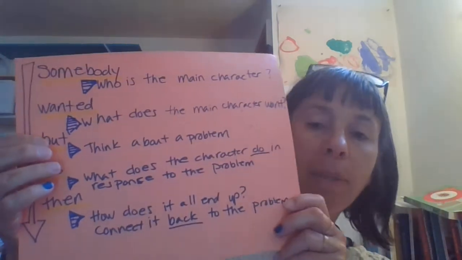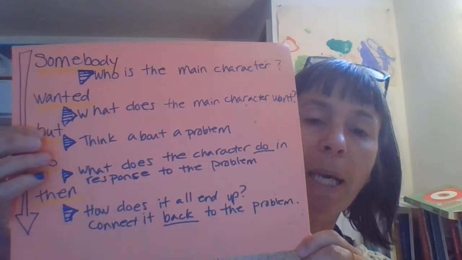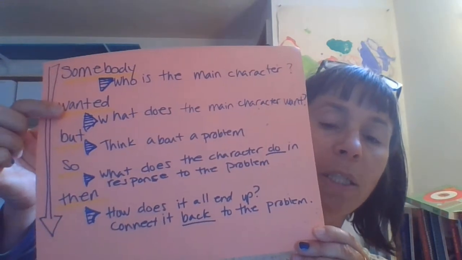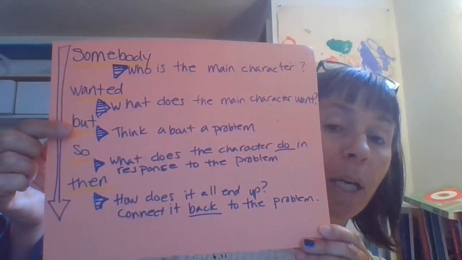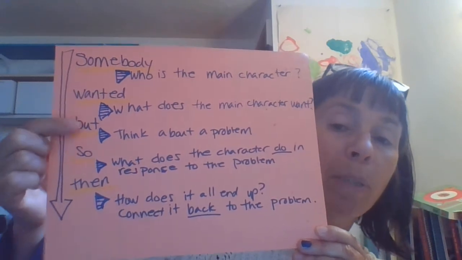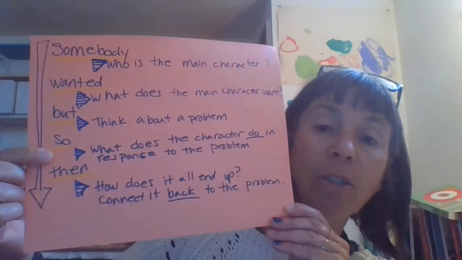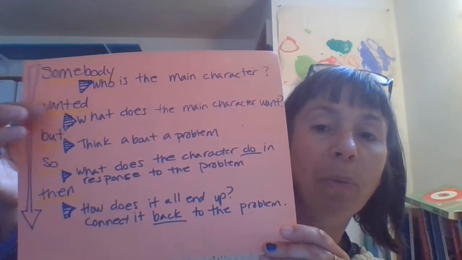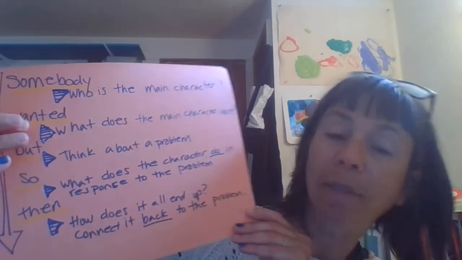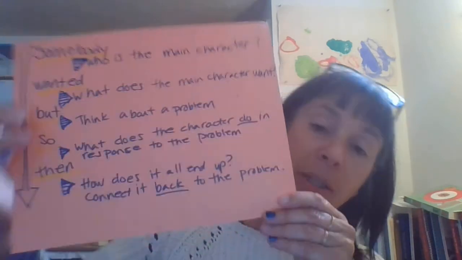But what was the problem that happened? What was something that happened that made what the character wanted not work out or be difficult? What was the problem about what the character wanted? So what does the character do in order to respond to the problem or in order to solve it? Ends up kind of connects with what the character wanted or what the problem was.